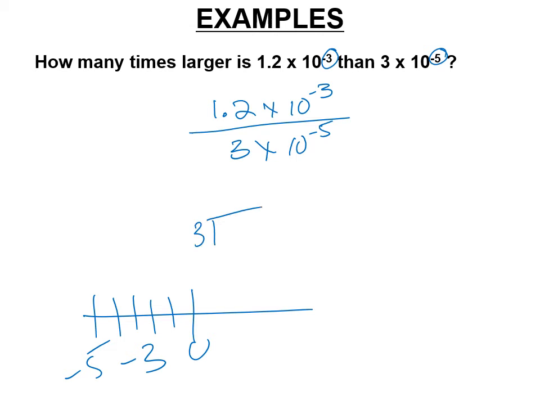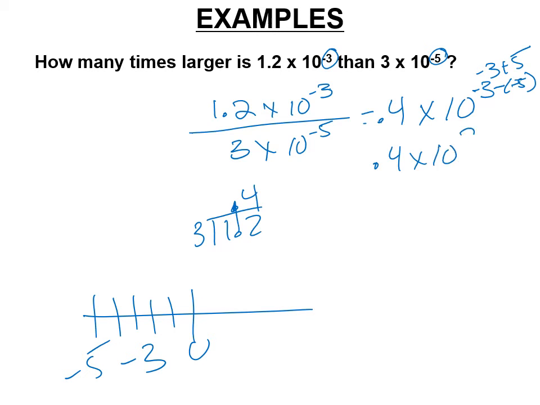3 goes into 12 4 times, so it goes into 1.2 0.4 times. So we get 0.4 times 10, and now I'm going to write it out, negative 3 minus negative 5, which is the same as negative 3 plus 5, right? So we get 0.4 times 10 to the second. Not scientific notation. Fix that. 4, and we have to subtract 1, so times 10 to the first.